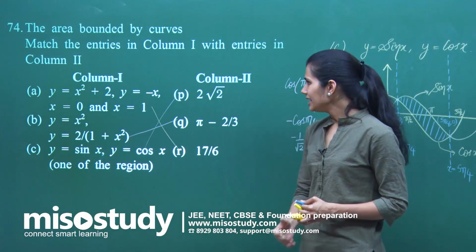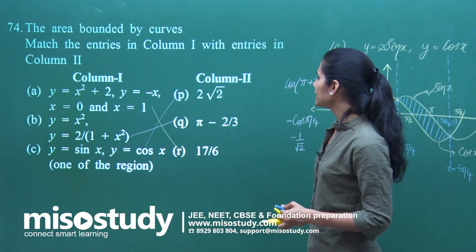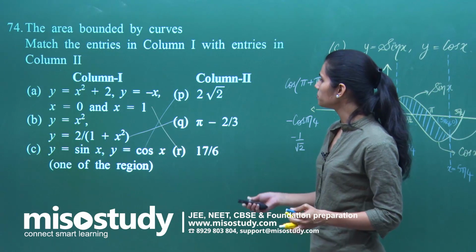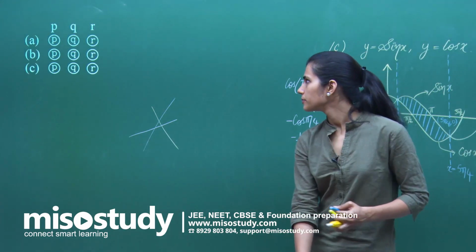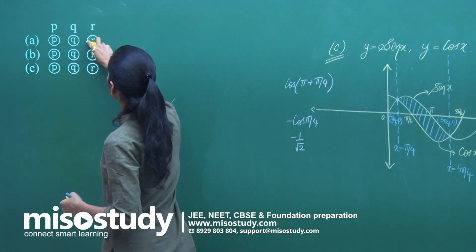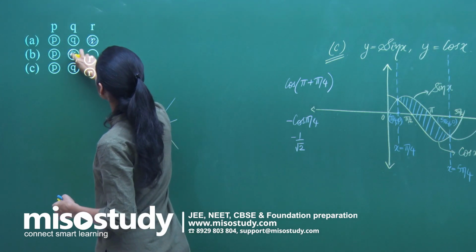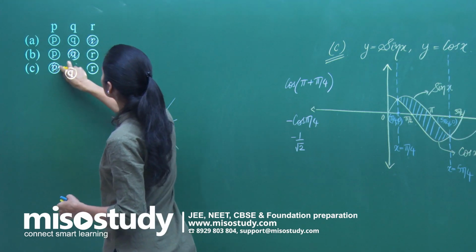Is it clear? Let's just write it down. A has been matched to R, B to Q, C to P. A gets matched to R, B to Q and C to P.